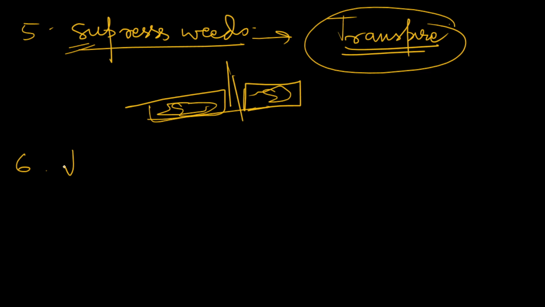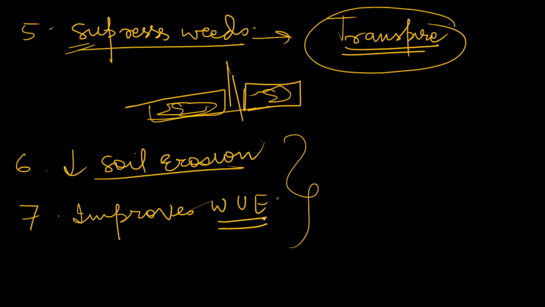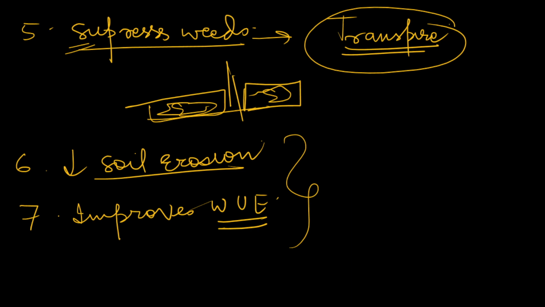Next, it reduces soil erosion. It protects the soil, and if soil erosion is reduced, soil structure is maintained, and obviously our water holding capacity will be more. Overall it improves the water use efficiency of crops also, because it conserves water moisture and ensures better response to rainfall and irrigation. So all these things can be very helpful. These are the 6-7 points which you can mention here, on how soil moisture conservation is done through mulching. I hope you are able to understand this.